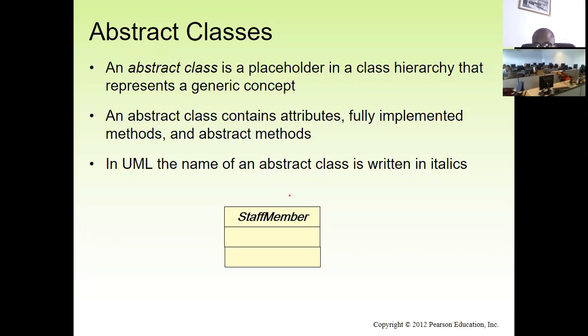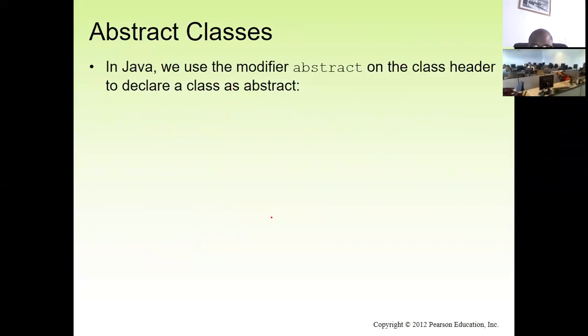In UML, we represent an abstract class the same way we represent other classes, except that the name of the class is going to be in italics. The only problem you have is writing italics when you're writing on the exam paper, so you have to find a way to do that.